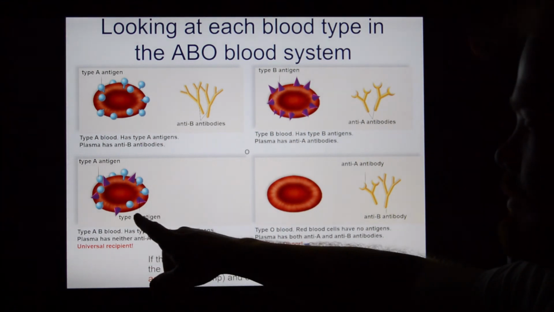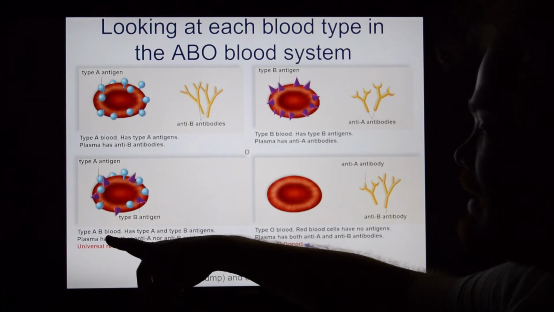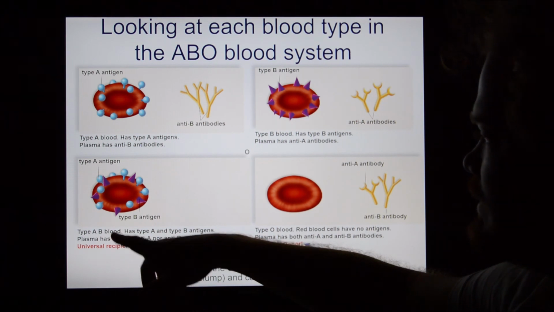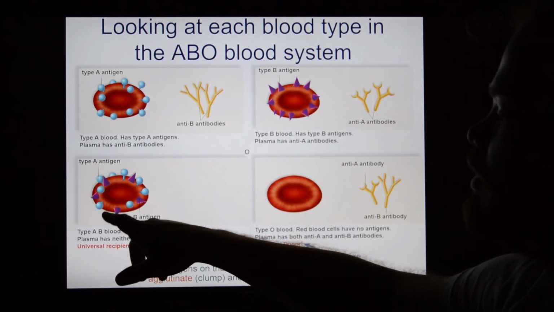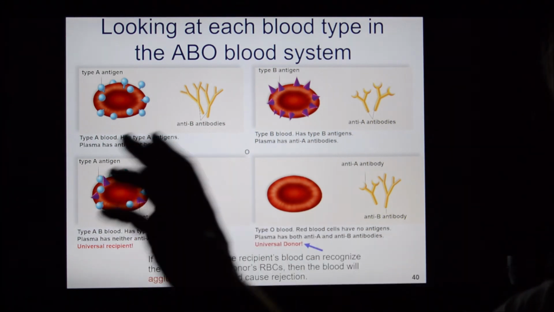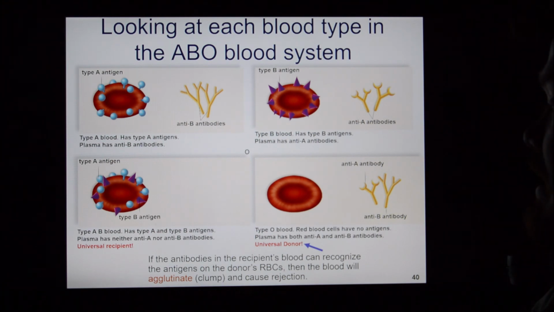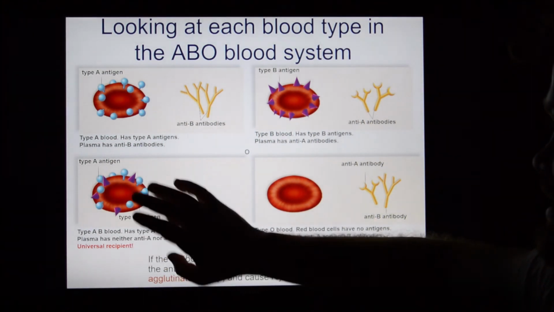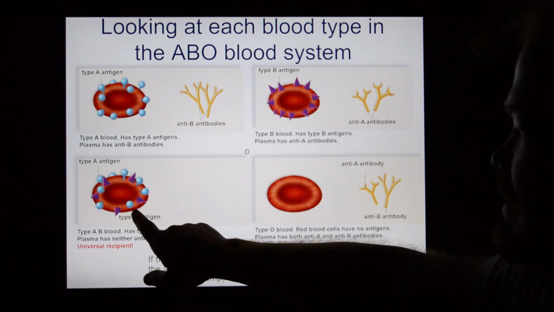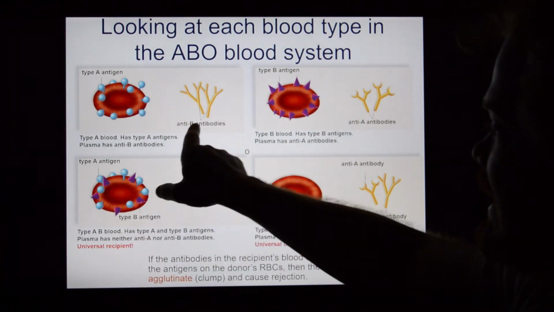But what if you're type AB? What if your blood type is AB? If you're type AB blood... Sorry, I was missing it for a second. What that means is you have type B antigens and type A antigens. You have both antigens. You have type A and type B. And because of that, you can't make any antibodies against type A or type B blood. This person is considered a universal recipient. You can pipe in any kind of blood you want to them, and they can't make any antibodies against it.